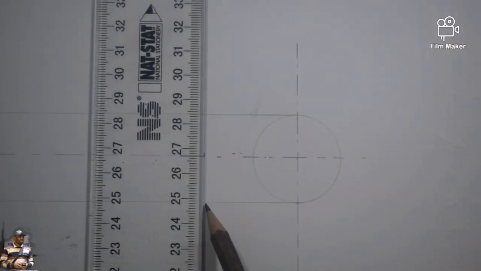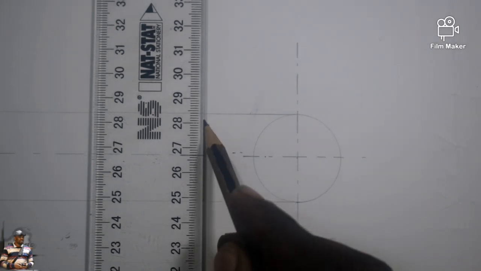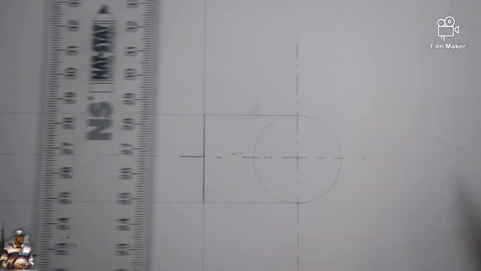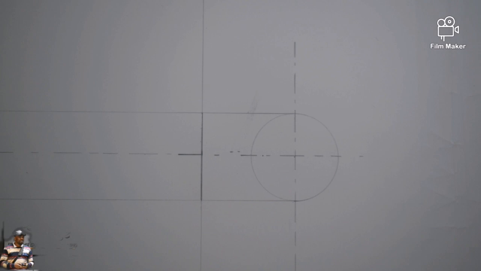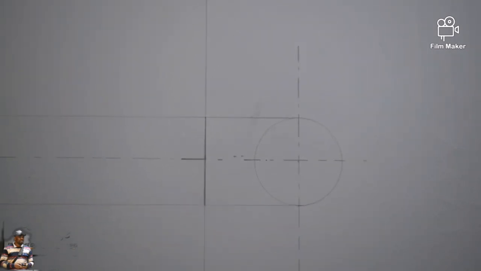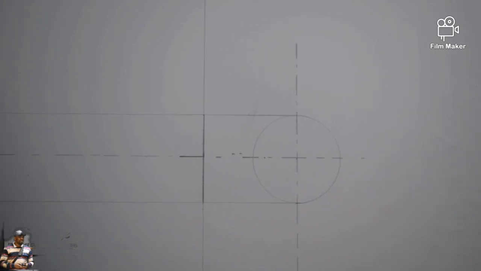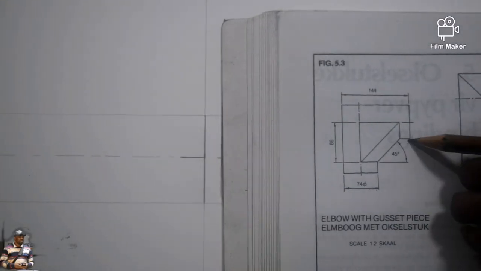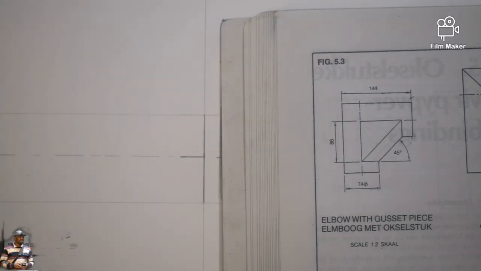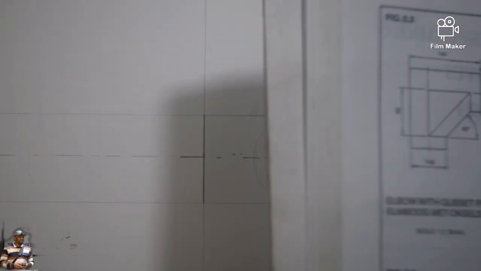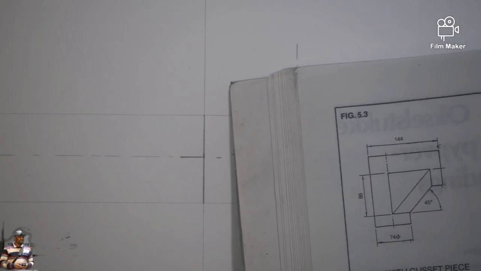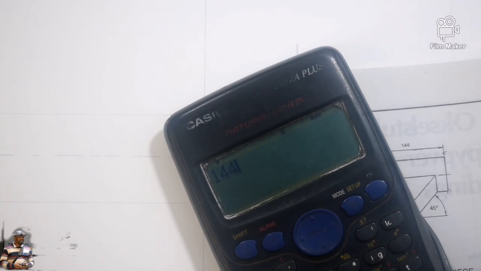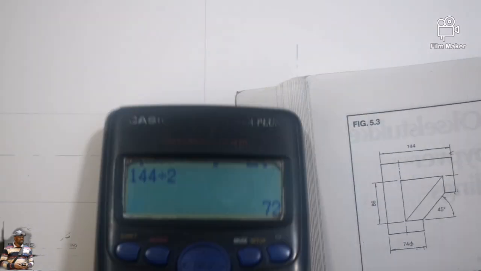So I can have this one solid from here to right there. Understand? So which one is this one? It is this one from here till there, which is this one from here till here. So from here, coming this side, I can now record this dimension of 144 divided by 2 millimeter. I'm getting 72 millimeter.